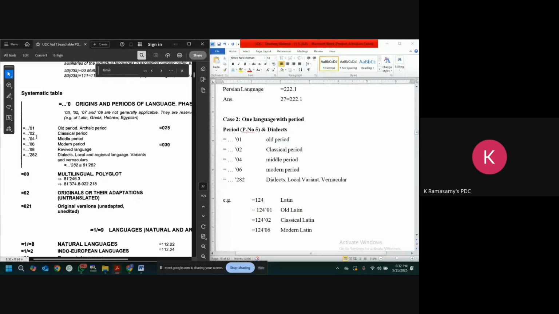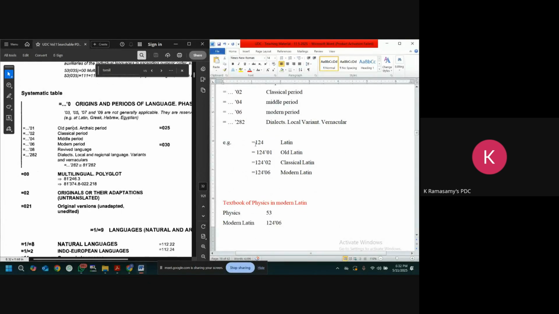Okay. And how can you mention the period? See, equal to sign, language number, single inverted comma, 01 stands for old period. What is the modern period? Equal to sign, language number, single inverted comma, 06. That stands for modern period. So these numbers can be added to any language. But these numbers can be used only for the language table, not anywhere else, because it is special auxiliary meant for languages. Okay, fine. For example, I'll tell you.